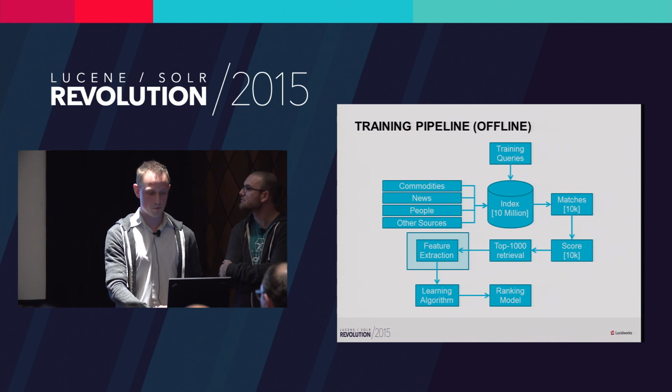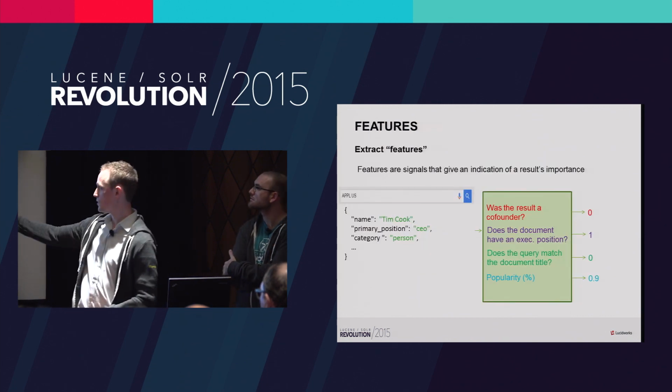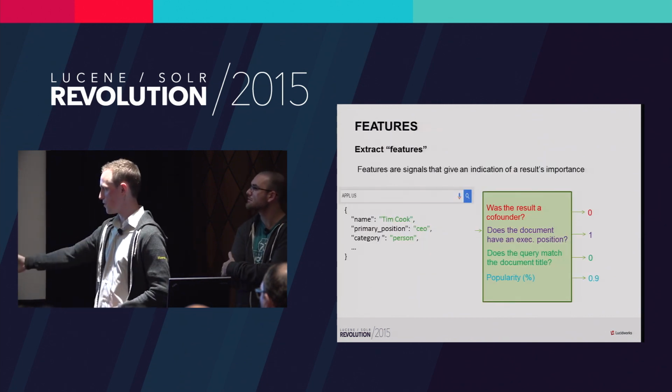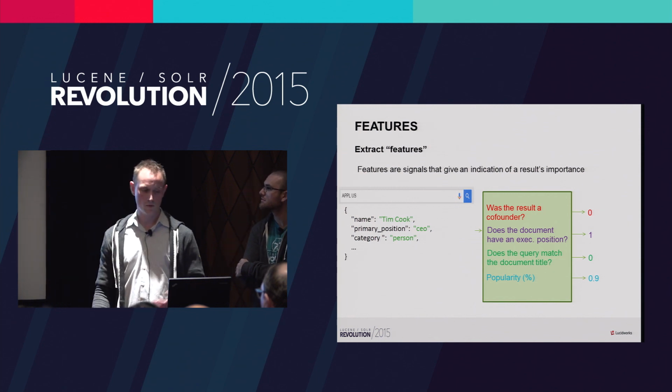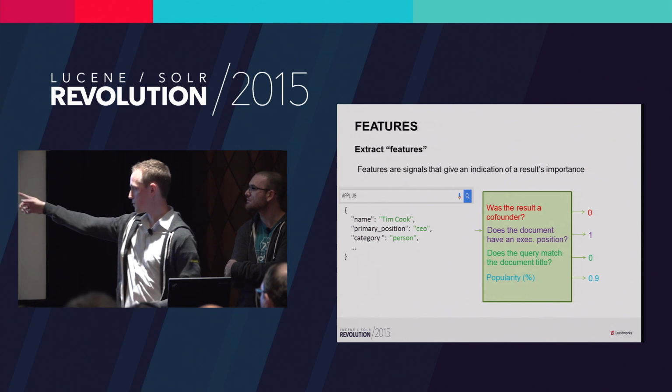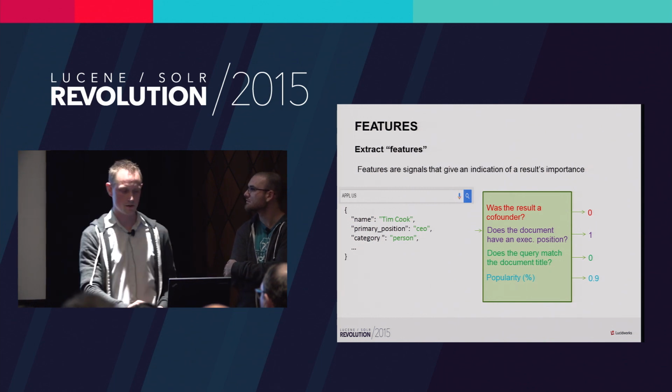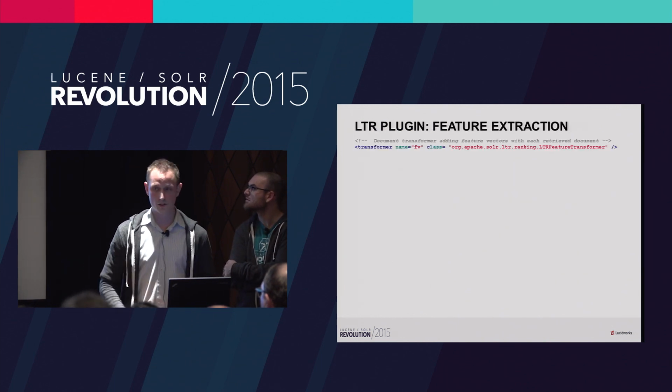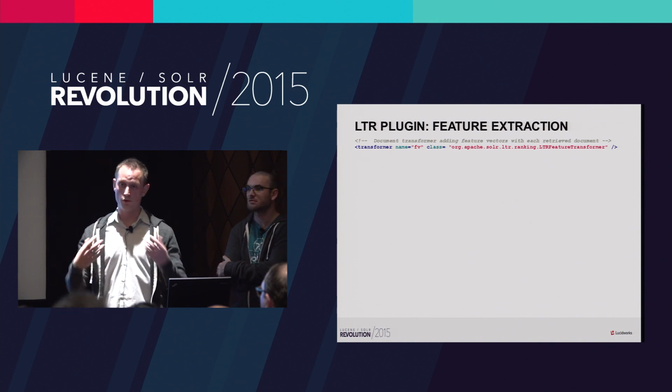So for that process, again, we've seen this picture. We have these 4 features for this, scoring against this document. Keep in mind the colors here. Was the result a co-founder, exact position? Did the query match the document title? So how do you actually extract these features offline when you're training?